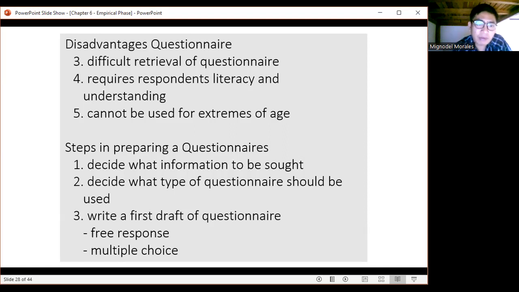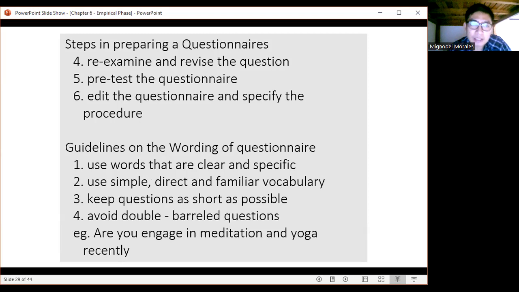Next, draft the questionnaire: free response and multiple choice. Free response is free text, where they write. Multiple choice has choices, for example if you will use a pre-test or post-test, multiple choice is one of the options. Then re-examine and revise the questions.